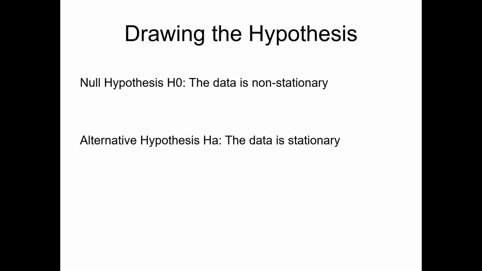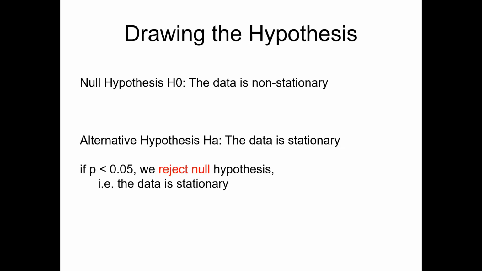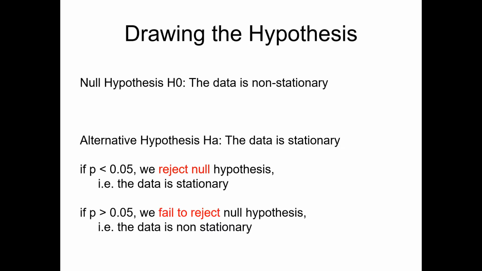Now, let us understand the use of p-values here. If we have a threshold of 0.05 and the p-value that is coming from this test is less than 0.05, we will reject the null hypothesis. That is, the data is stationary. And if the p-value is greater than 0.05, we fail to reject the null hypothesis. That is, the data is non-stationary.